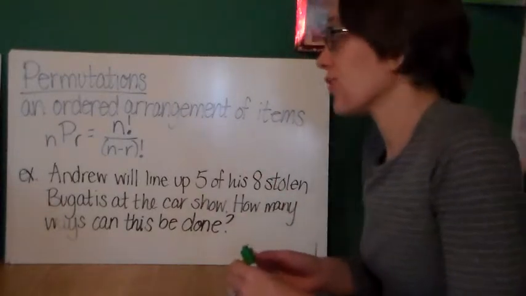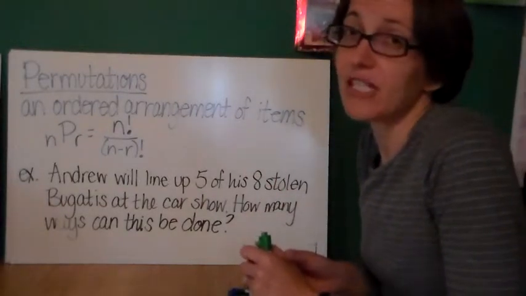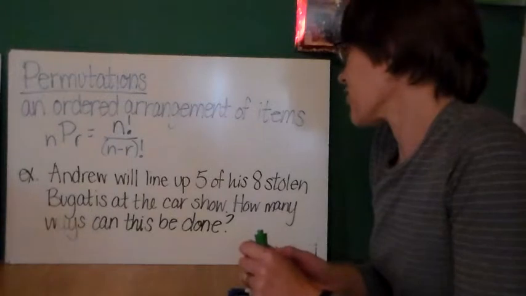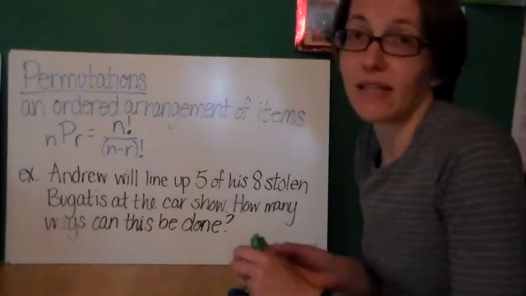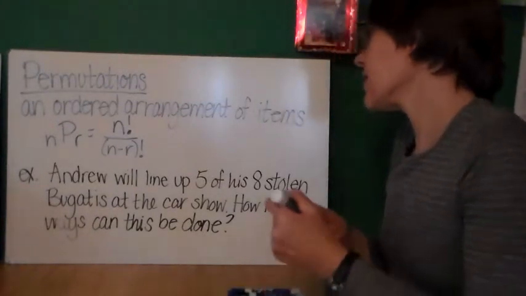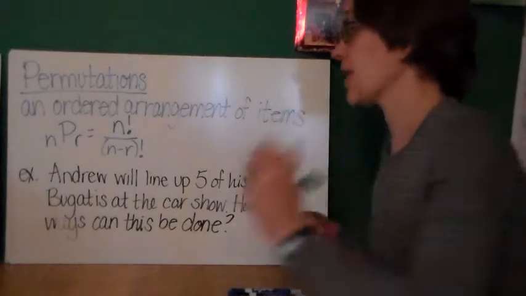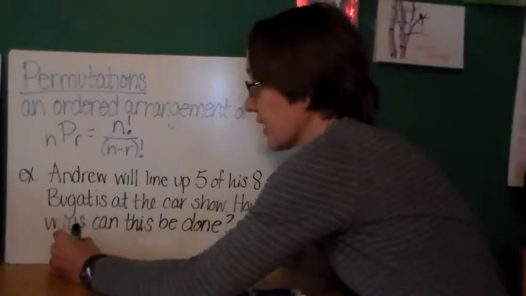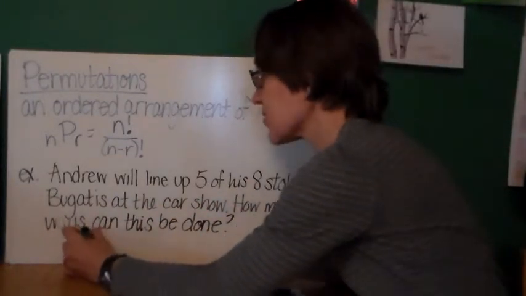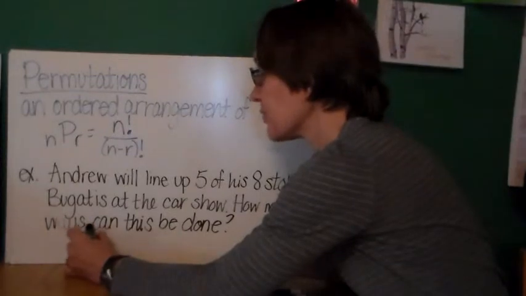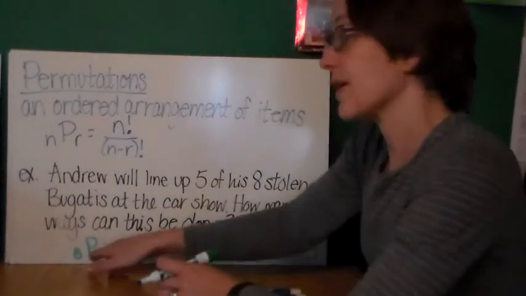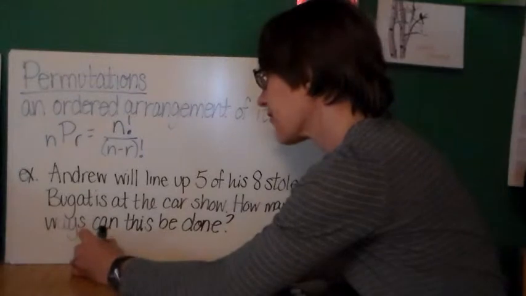So here's our example story. Andrew will line up 5 of his 8 stolen Bugattis at the car show. How many different ways can this be done? Well, we're going to assume that all of Andrew's Bugattis are different looking. Because why would you steal duplicates of the same car? So I have 8 total cars, and he's going to pick 5 of them.